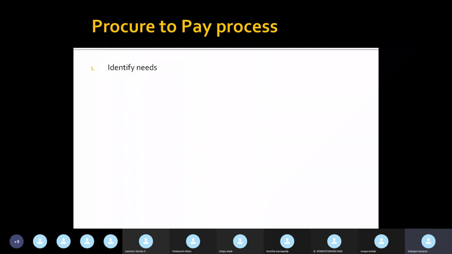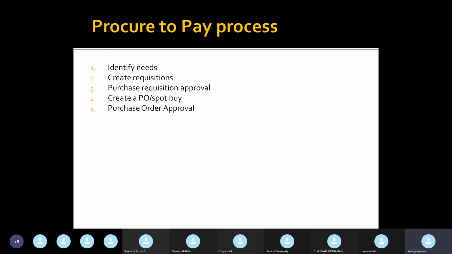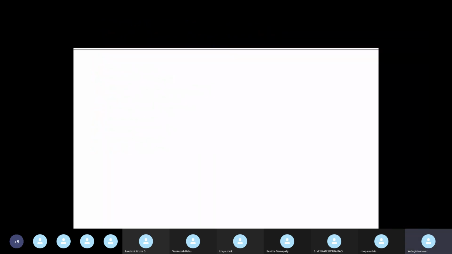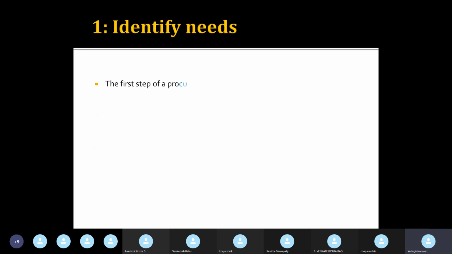Procure-to-pay process. First, we have to identify the needs, create a requisition, get purchase requisition approval, and then we have to create the PO or spot buy, purchase order approval, goods receipt, supplier performance, invoice approval, and vendor payment. We will look at them in detail. Identify needs.